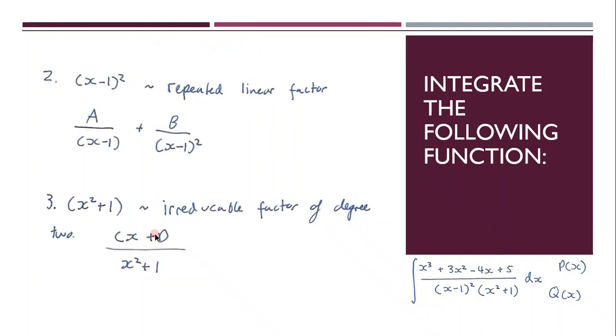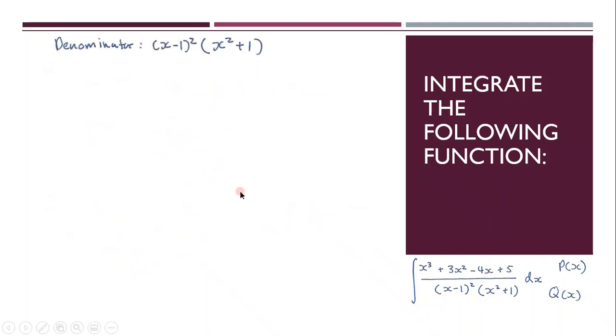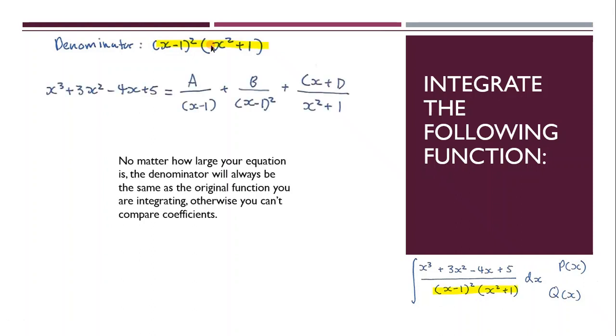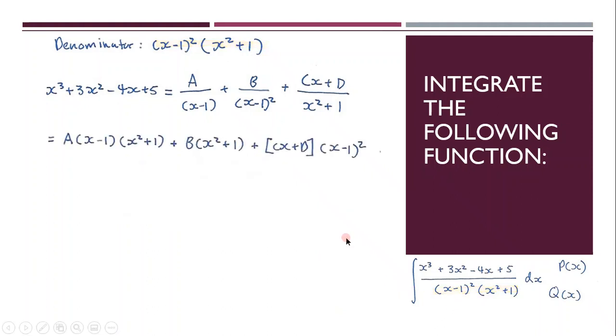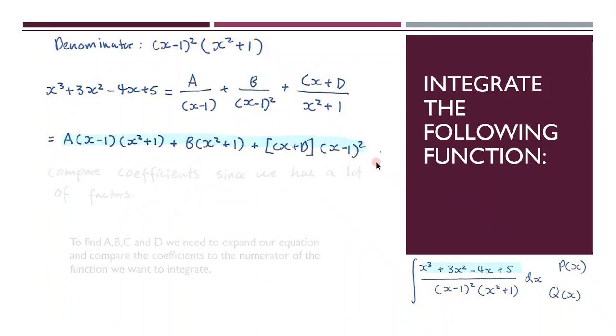So now we need to make all of this into one fraction so that we can equate the numerators. So this is our denominator. So we multiply everything by our denominator. No matter how large your equation is, the denominator will always be the same as the original function you are integrating, otherwise you can't compare coefficients. So after you've done this, you'll get this long equation.